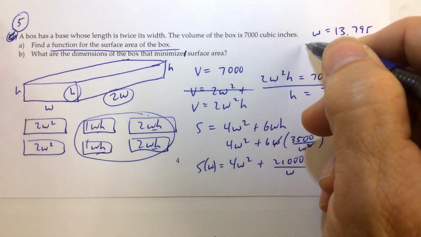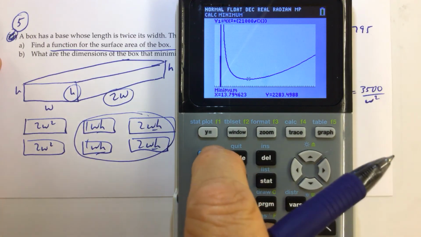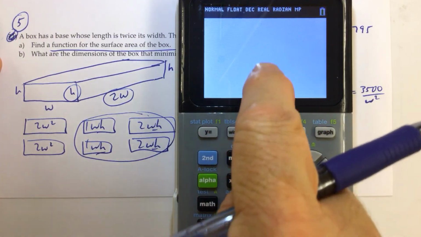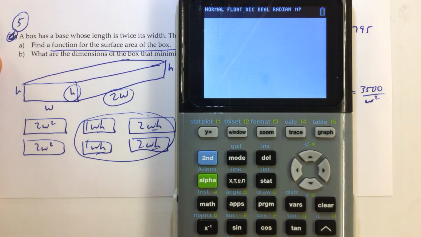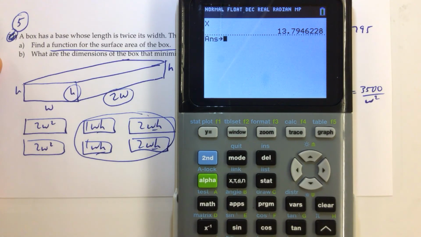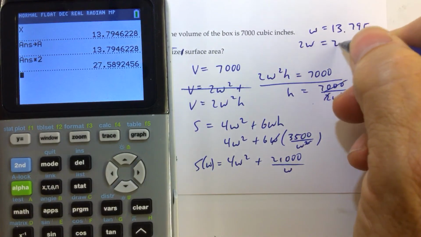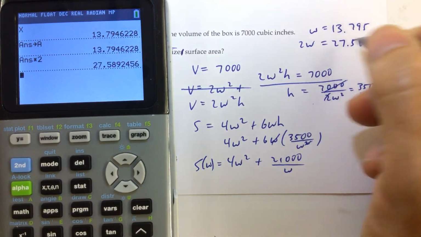That means that the width 2w equals, oh, and by the way, let me show you this. This is kind of cool. If you go to second quit, that x value that you just calculated is actually stored as your x. So if you hit x, enter, it has that value right there, and we want to store that with the STO arrow right next to the 1, alpha A. So that's my value. Now I can multiply that by 2, so I get the width of the base. That's 27.589.